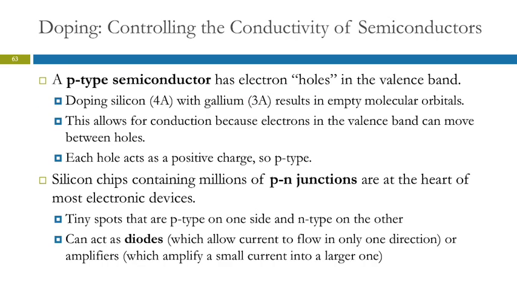So how does that work? Well, again, let's look at silicon. 4 valence electrons, and now we'll replace some of the silicon atoms with gallium. Gallium has 3 valence electrons. So now in that valence band that was full before, because some of those atoms only have 3 valence electrons, there's going to be some holes in the valence band because we're missing some electrons.